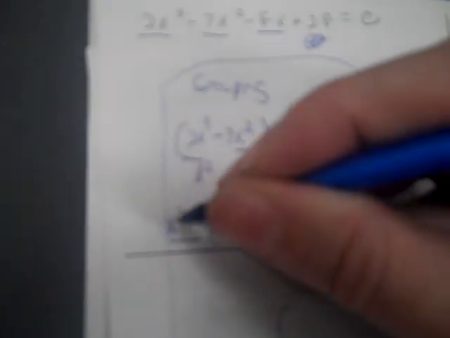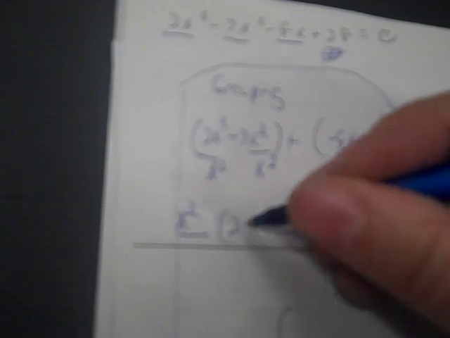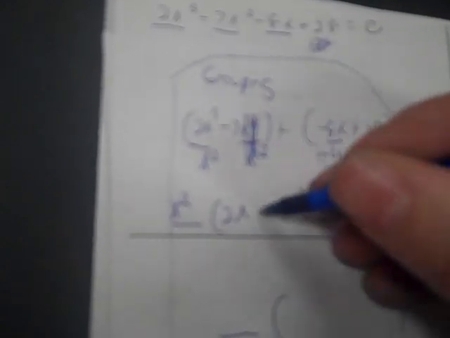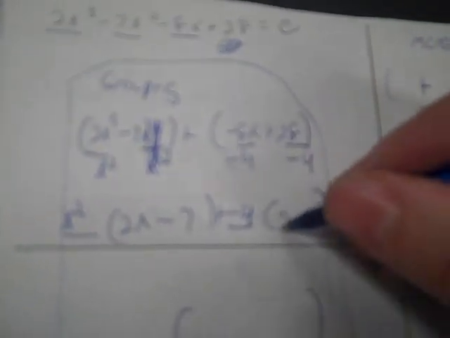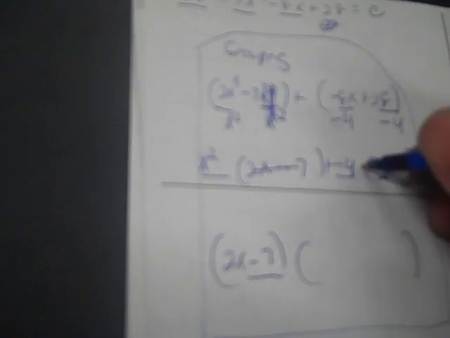Okay. So I factor out x to the power of 2 and negative 4. That gives me 2x, and these cross out, minus 7. And that's also 2x minus 7. So 2x minus 7 is factored out. Cross those out, and you end up with x second and negative 4. So x to the second minus 4.